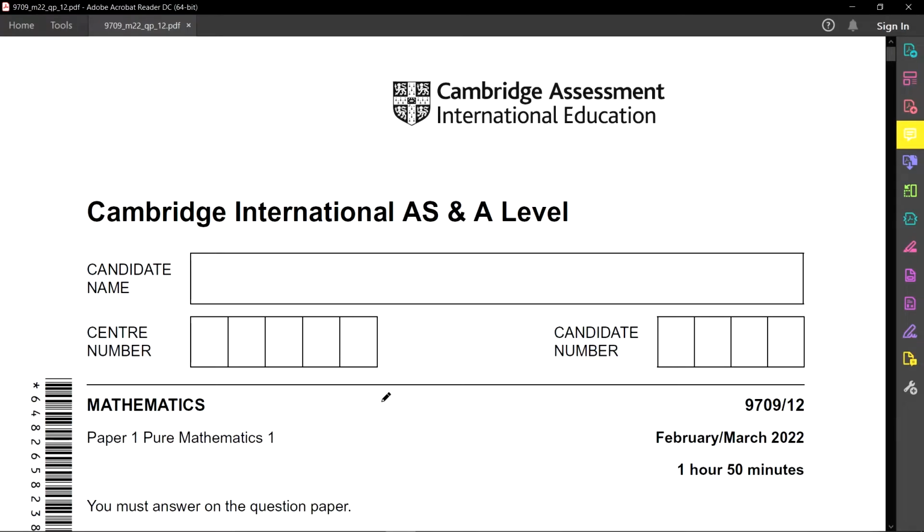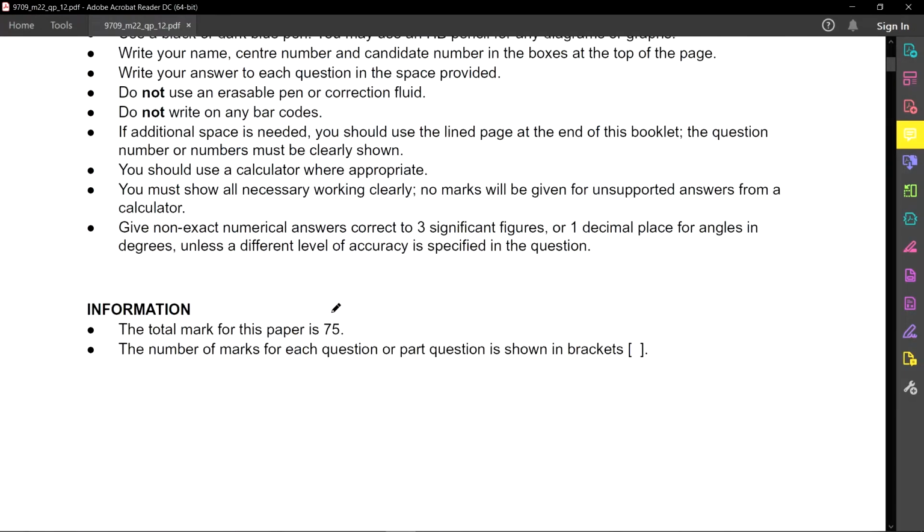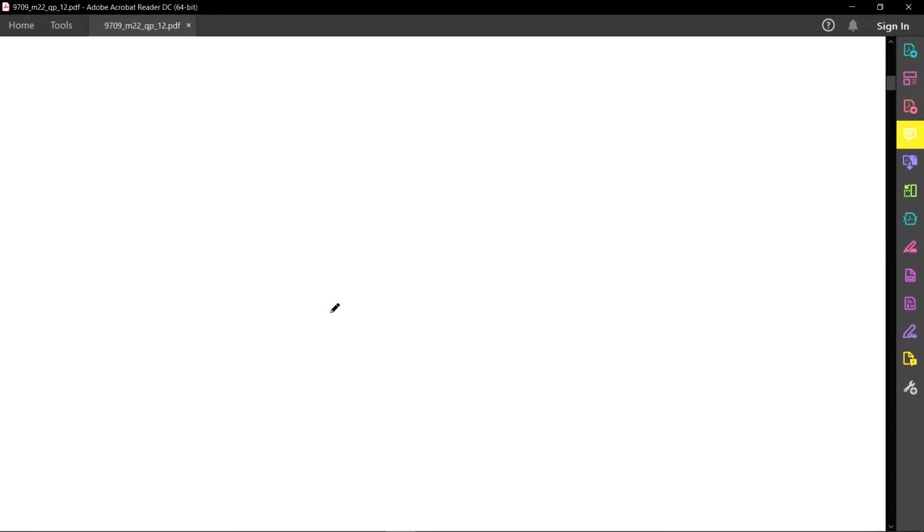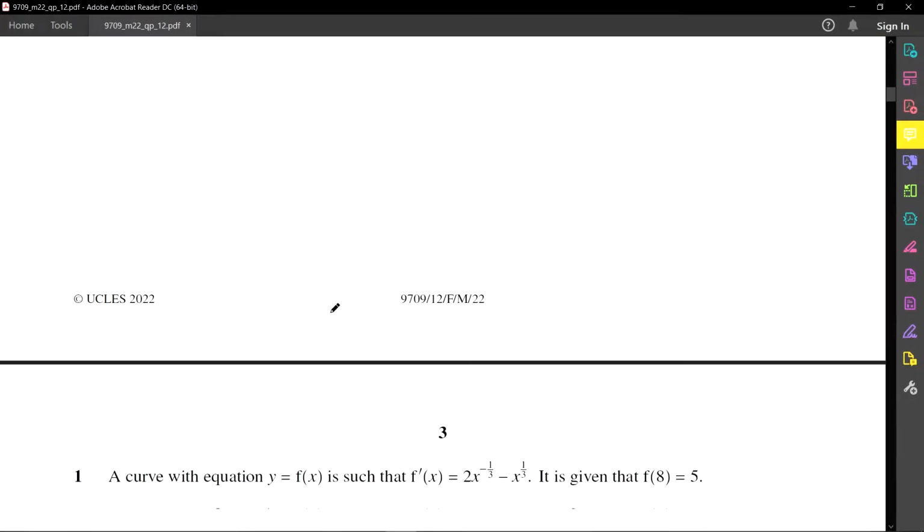Today I would like to discuss the solutions for the Cambridge International AS and A level Feb March 2022 pure maths paper. The subject code is 9709. The component is 12. So let's go into the step-by-step solutions for each question.